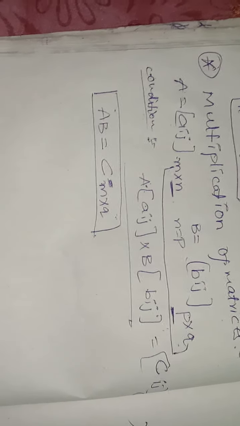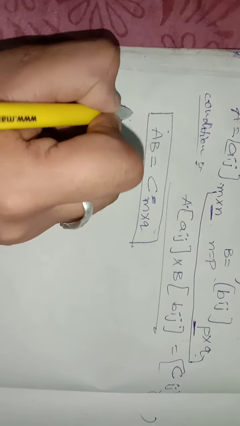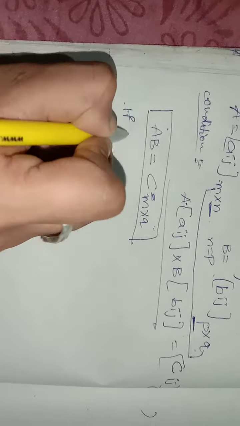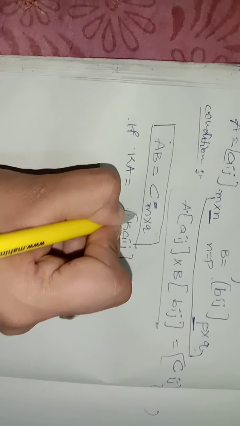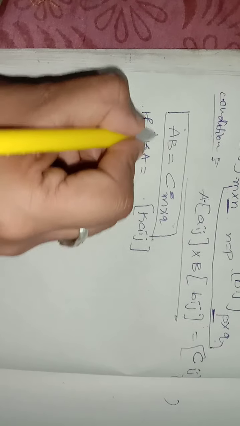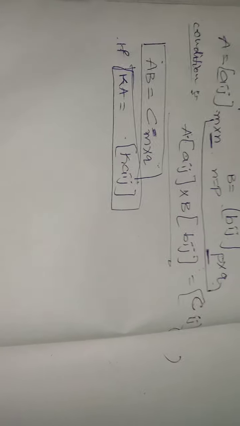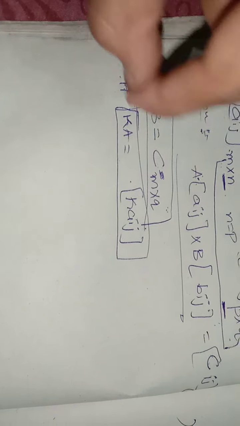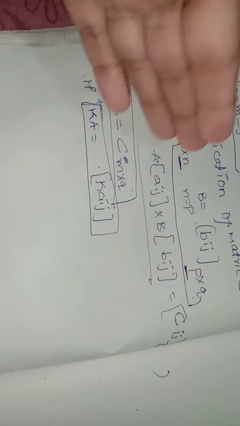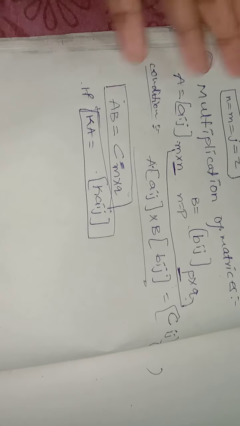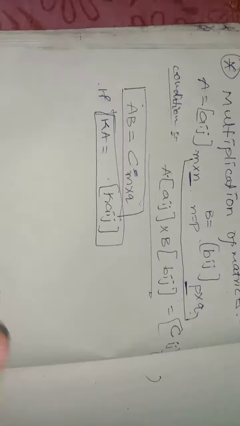Now the property of the multiplication is, if you have K into A, what is the meaning of this? If you multiply any constant with a matrix, then each and every element in the matrix will be multiplied with the constant. This is one of the properties.